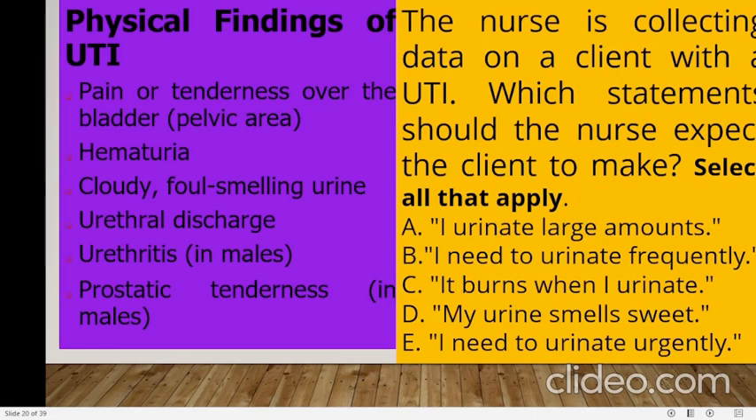Now on palpation, we can elicit tenderness over the pelvic area. We can also elicit prostatic tenderness in males. We can also enable the visualization of that cloudy, foul-smelling urine, of course by light palpation, combined in conjunction with the inspection. Hematuria, yeah, inspection, great.